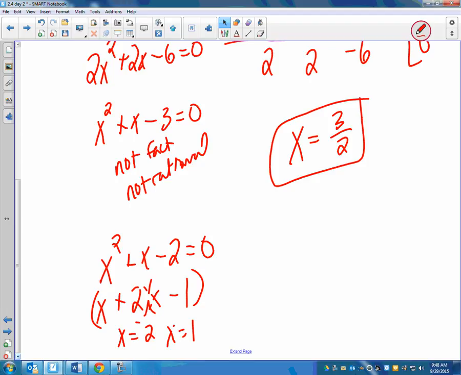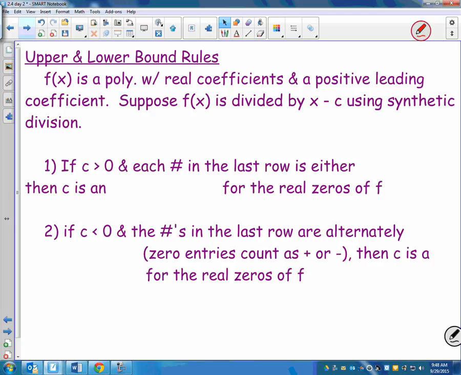All right, last thing is this idea of upper and lower bounds. This is really helpful if you're synthetically dividing on all of them the way that you did in Algebra 2. You can look for these upper and lower bounds, which kind of just eliminate some of your options in your PRZs. They're kind of wordy. This is the reason I printed your notes out right here. It says if you have a polynomial with real coefficients and a positive leading coefficient, and you're dividing by some x minus c using synthetic division. So if you're dividing by a positive c value, and each number in the last row, that means like if you have a number down here, this is the last row.